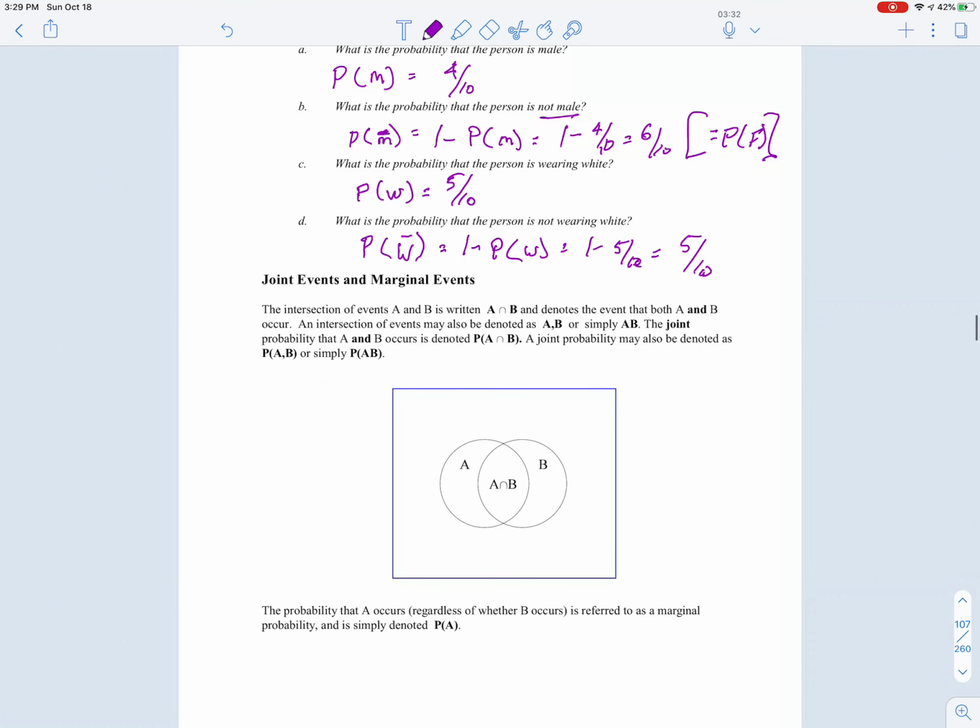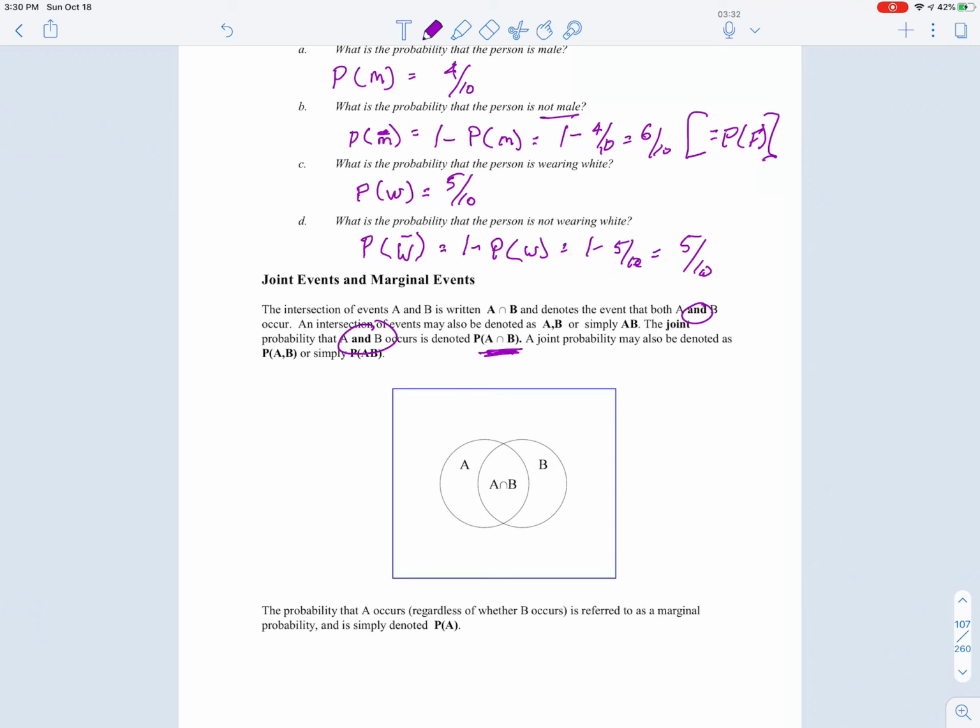Joint events and marginal events. The intersection of events A and B is written as A and then kind of an upside down U. And that denotes the probability that both A and B occur. So the operative word here is and. An intersection of events may also be denoted as A comma B or just simply as AB. The joint probability of A and B occurring is written like this: probability of A, and then that joint sign, and then B.